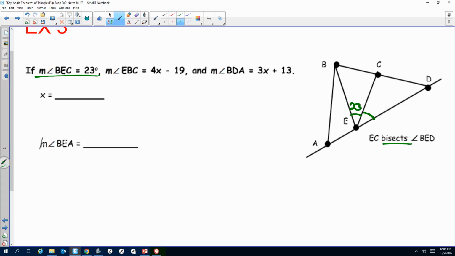Well, now I know angle CED is also 23, so I'm going to label it in the interior to show that angle measure. Now I'm going to show you ways they can label things differently and it still identifies an angle. The measure of angle EBC is 4x minus 19. So here's that angle right here. Now, they might not write it in the interior, but they'll draw an arrow pointing to that angle. So that's my 4x minus 19.